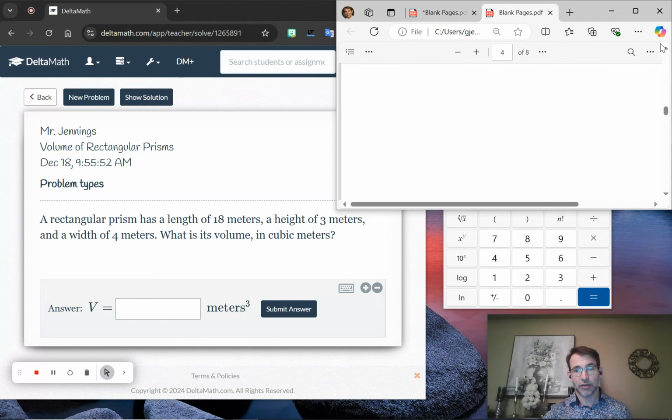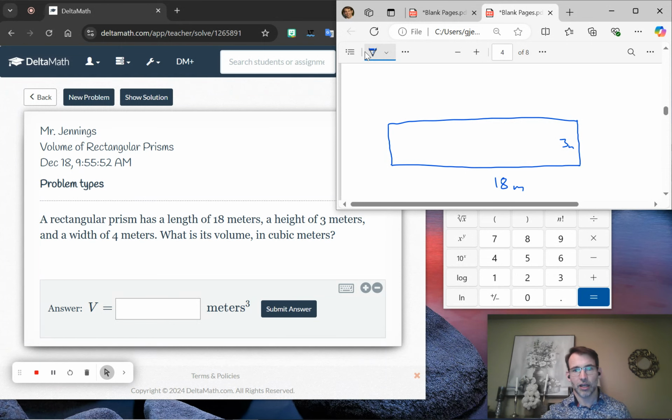Okay, so we have a length of 18 meters, a height of 3 meters. So it's going to be like this rectangular face staring at us, and a width, I'm going to do that kind of like depth, of 4. Okay, so I draw these pictures. If you can draw them in your mental whiteboard, draw them on your mental whiteboard. Practice seeing them. It's really useful. And if you can't, draw them on paper. Very useful. Okay, so we got 18 times 3 times 4.